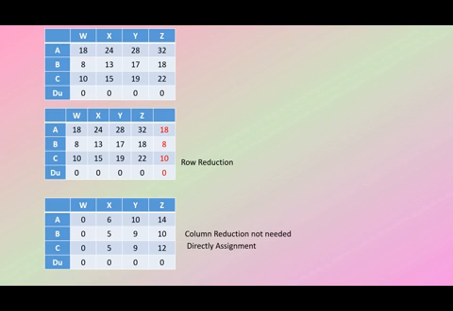The cost matrix becomes 0, 6, 10, 14, 0, 5, 9, 10, 0, 5, 9, 12, and obviously for the dummy row it is 0, 0, 0, 0. So what we observe here is all the rows have zeros and all the columns also have zeros. So therefore there is no need for us to perform column reduction. Column reduction not needed. Straight away we can go into the assignment step. So we'll see the assignment step now.